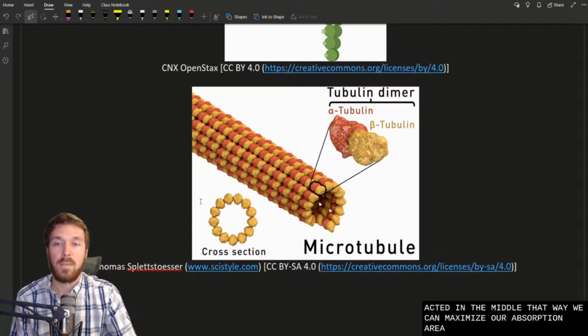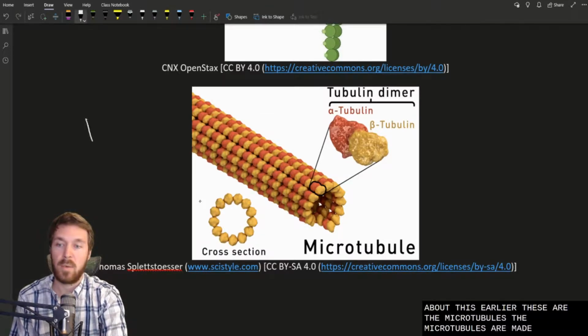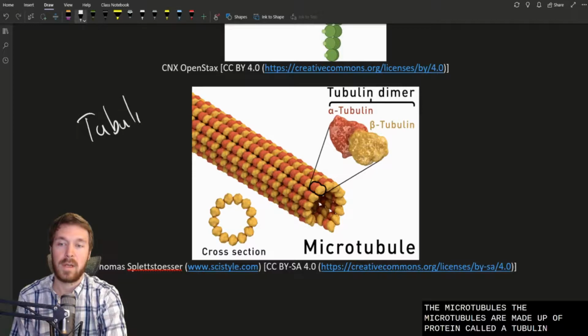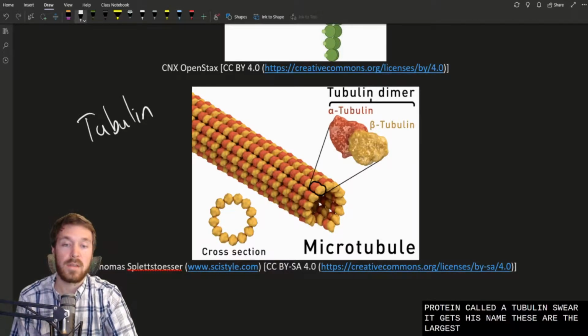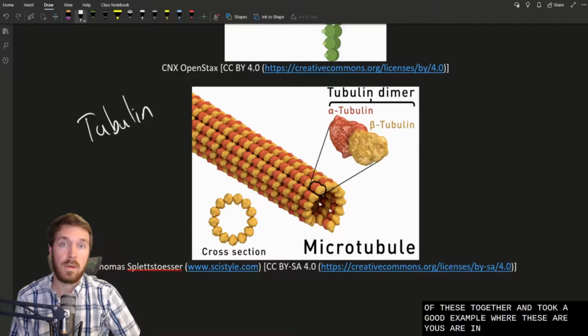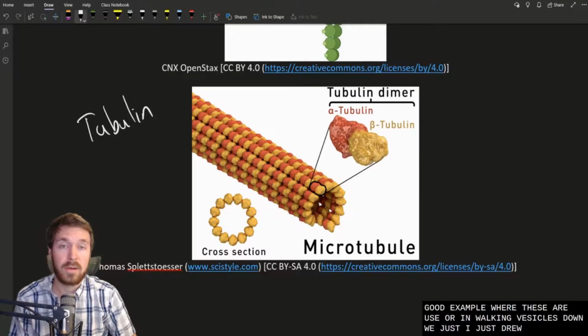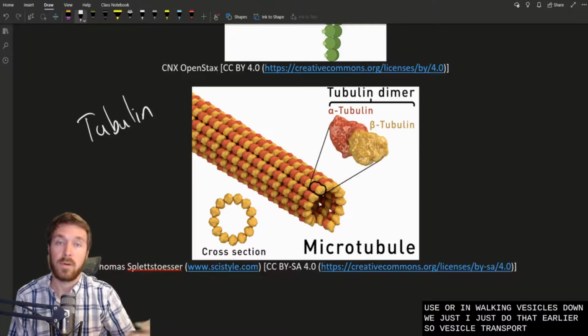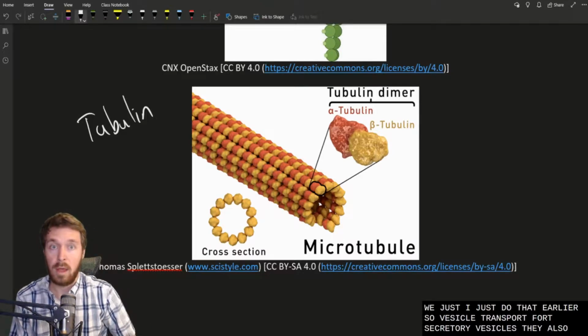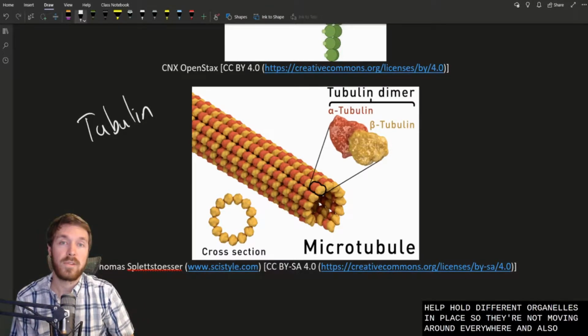The next type here, we talked about these earlier. These are the microtubules. Microtubules are made up of a protein called tubulin. That's where it gets its name. These are the largest subunits, and they are hollow in the middle, and you can combine multiple of these together. A good example where these are used is in walking vesicles down. I just drew that earlier. So vesicle transport for secretory vesicles. They also help hold different organelles in place so they're not moving around everywhere. And also for cell division.